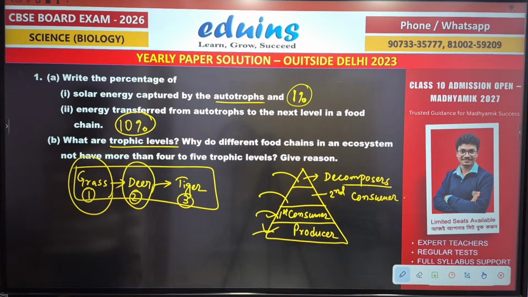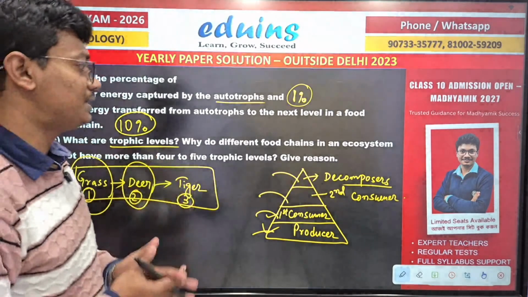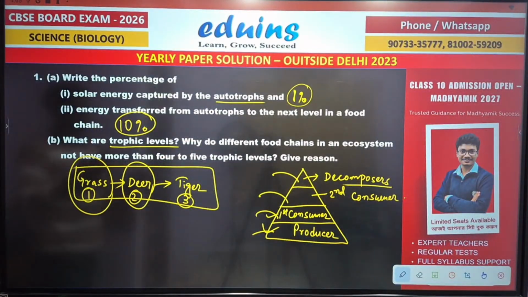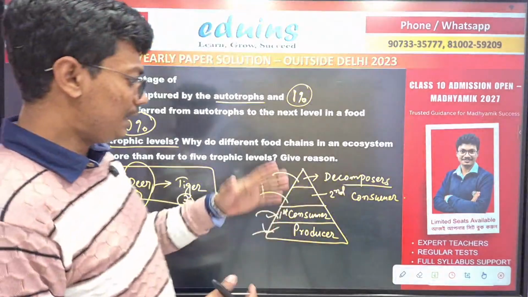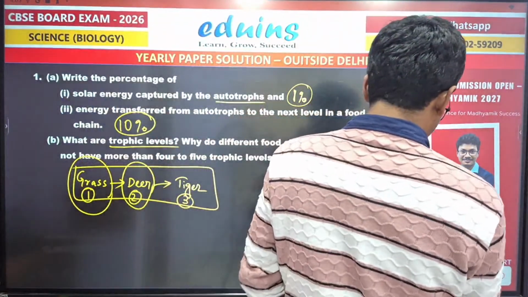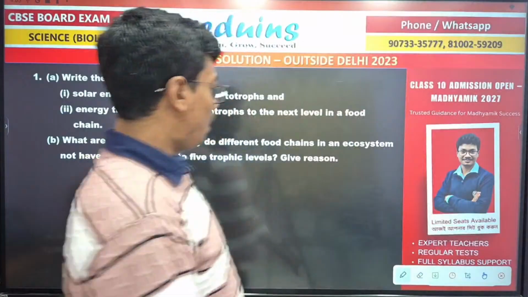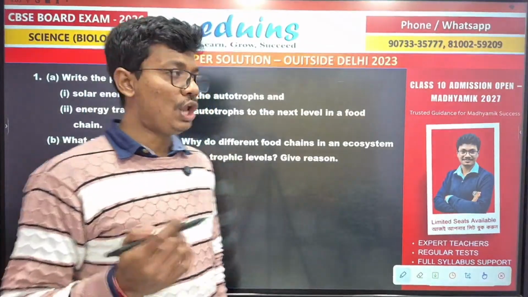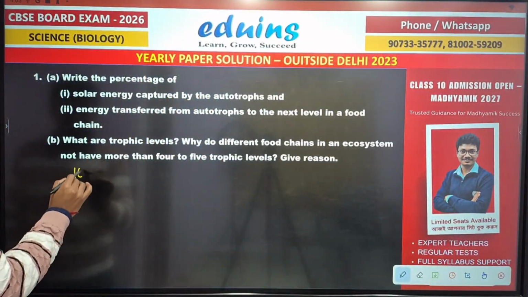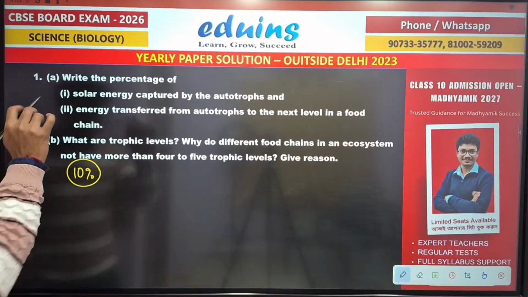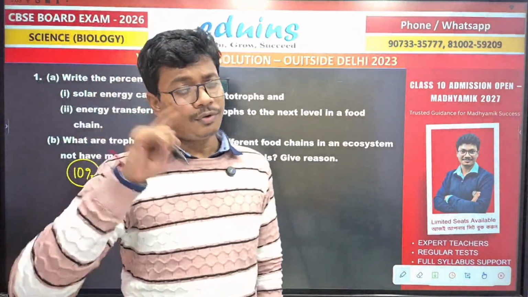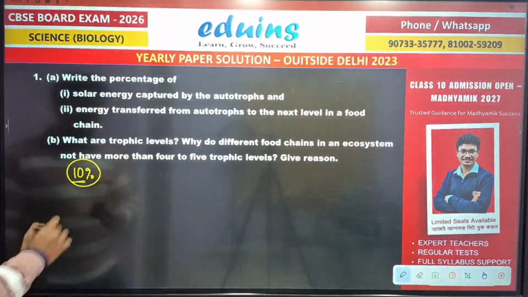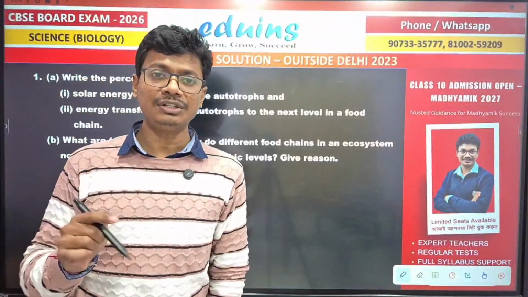Okay. The next question, that is, why do different food chains in an ecosystem not have more than 4 to 5 trophic levels? Give the reason. Okay, so to solve this question, first of all we have to remember the Lindemann 10% law. What is the Lindemann 10% law? That is, the energy from one trophic level to the next trophic level passes only 10% of it. Okay, only 10% of it.